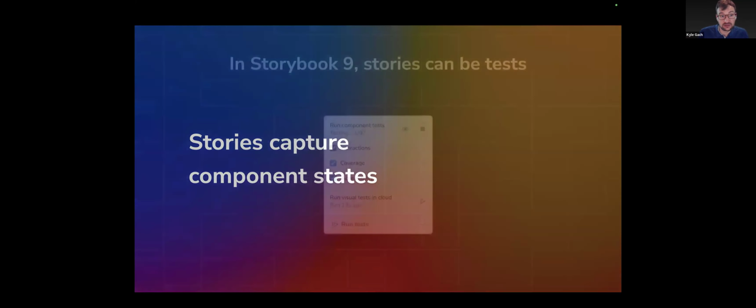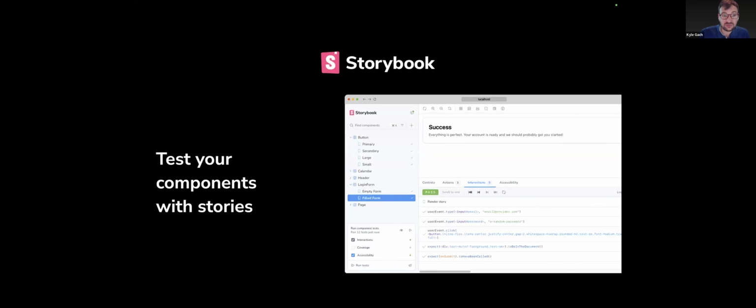And in Storybook 9, those stories that capture those component states can also be tests. With just a little bit of vtest config, because that's what it does, it runs vtest under the hood. And we generate that config for you on install. But with that config, you can run all of your stories as vtest component tests with the push of a button. And so when I say component tests, I mean interaction tests for behavior.